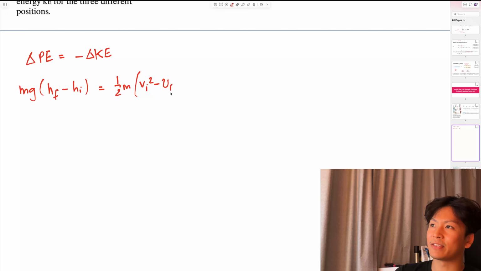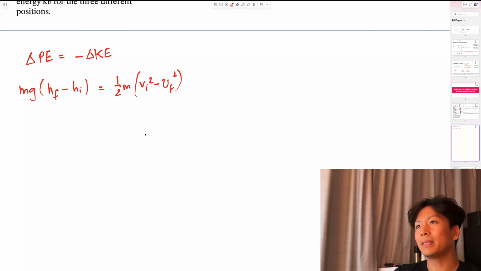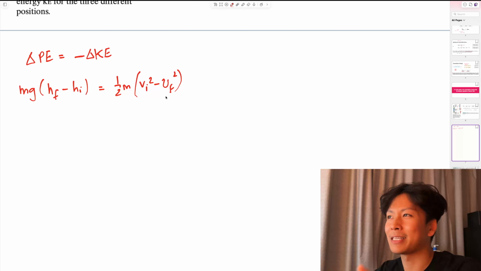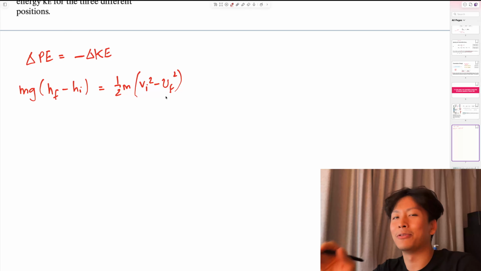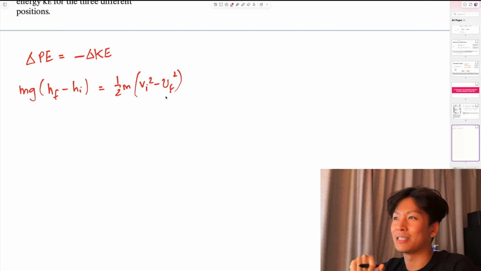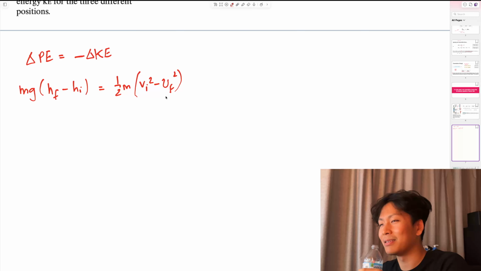Right, so normally, if it's just delta KE, that's going to be half m times vf squared minus vi squared, but because I put a negative here, it works out so that it becomes initial minus final instead. You can just do the whole thing and see if it works out, but that's how the result pretty much ends up, right? So don't just take my word for it, actually try it out and see if it works.